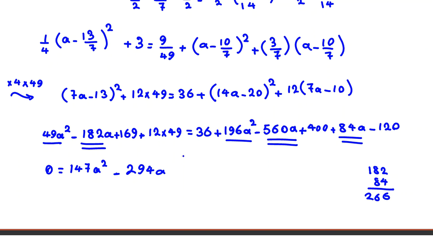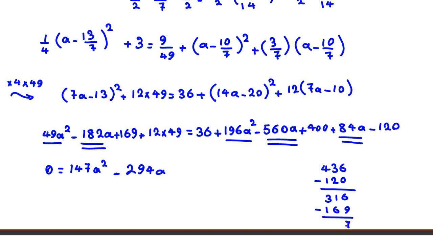Okay, so if we simplify, let me erase here. We have also 400. So 400 plus 36 is what? Is 436. Minus 120 is what? 316. Okay, so right hand side 316. If you take it to right hand side, it will be minus 169. 16 minus 9, 7. Then it will be 0, 10 minus 6, 4, 2, 147.